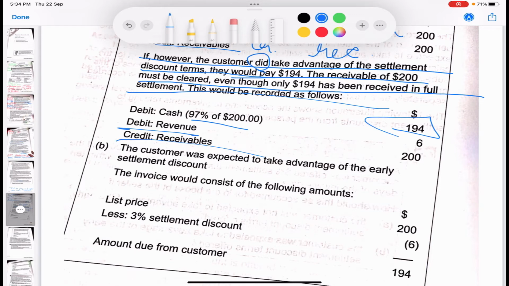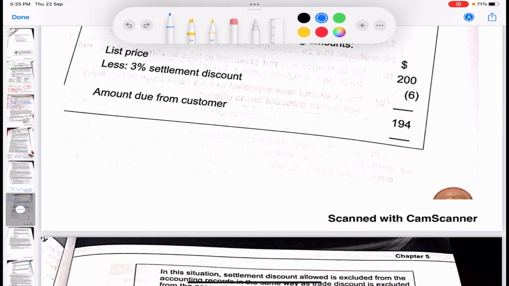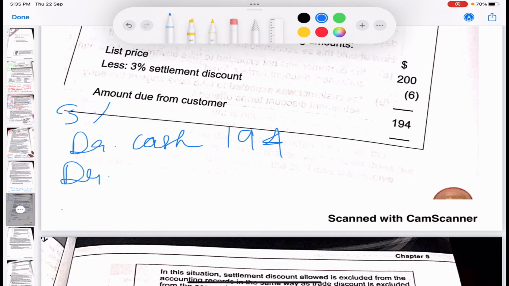So why am I saying revenue? Because for us, our revenue is getting reduced. As I've mentioned to you right now, when we are giving someone a discount, it is an expense for us, and our revenue is getting reduced. So since we are giving someone a discount, our revenue is getting reduced. We are giving 3% of discount, right? So debit cash, we are receiving the cash from them of 194, and we're also going to be debiting the revenue.